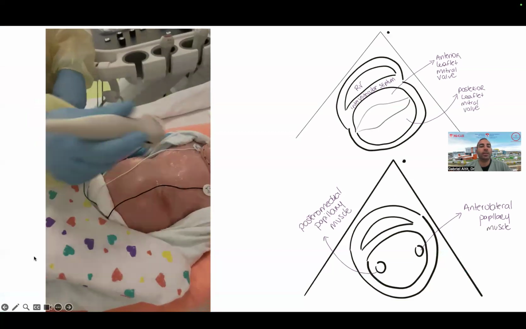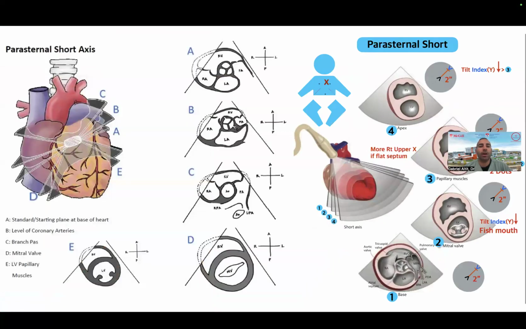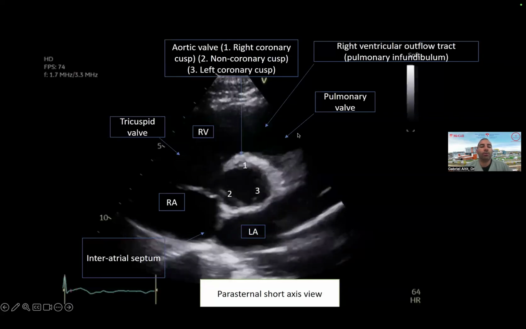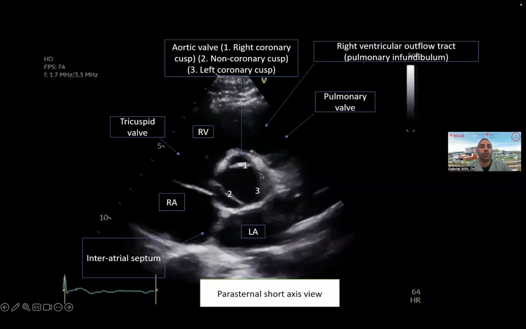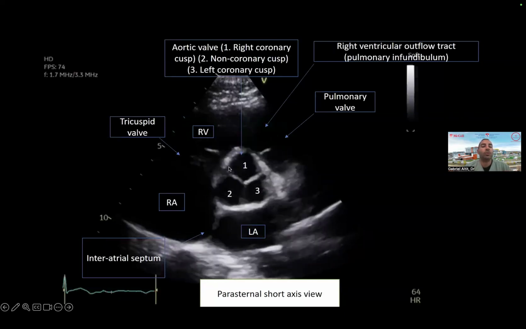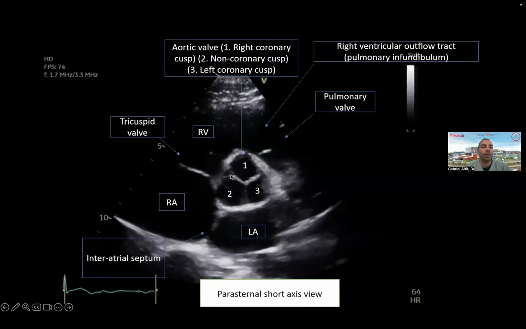Short axis is a 90-degree rotation of the parasternal long. We're going to go over all these views, you will see. Typically, your first view is what we call the aortic view or the aortic button view. What you want to see is a tri-leaflet aortic valve, and not when it's closed, actually when it's open.